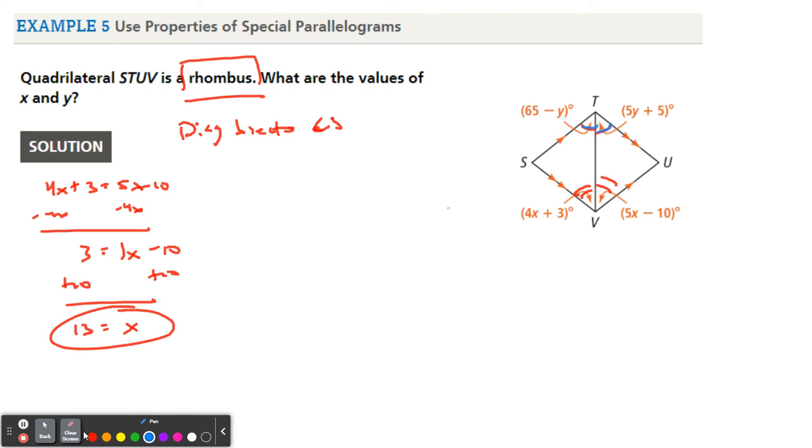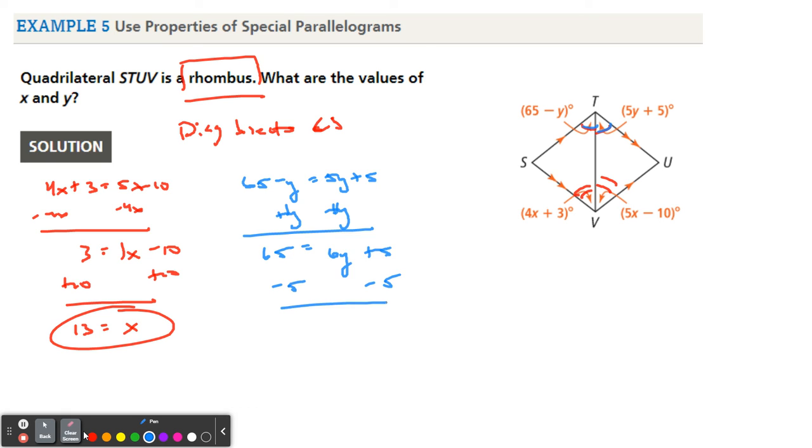I'll do the same thing up here with the y's. Again, they're congruent, so set them equal. 65 minus y equals 5y plus 5. I'm going to go ahead and add y because I don't want to subtract and make it more negative. 5y plus 1y is 6y plus 5. Now subtract 5 on both sides. 65 minus 5 is 60, so 60 equals 6y. To get that 6 gone, we divide. And our value of y is 10. There we go. Basic algebra.